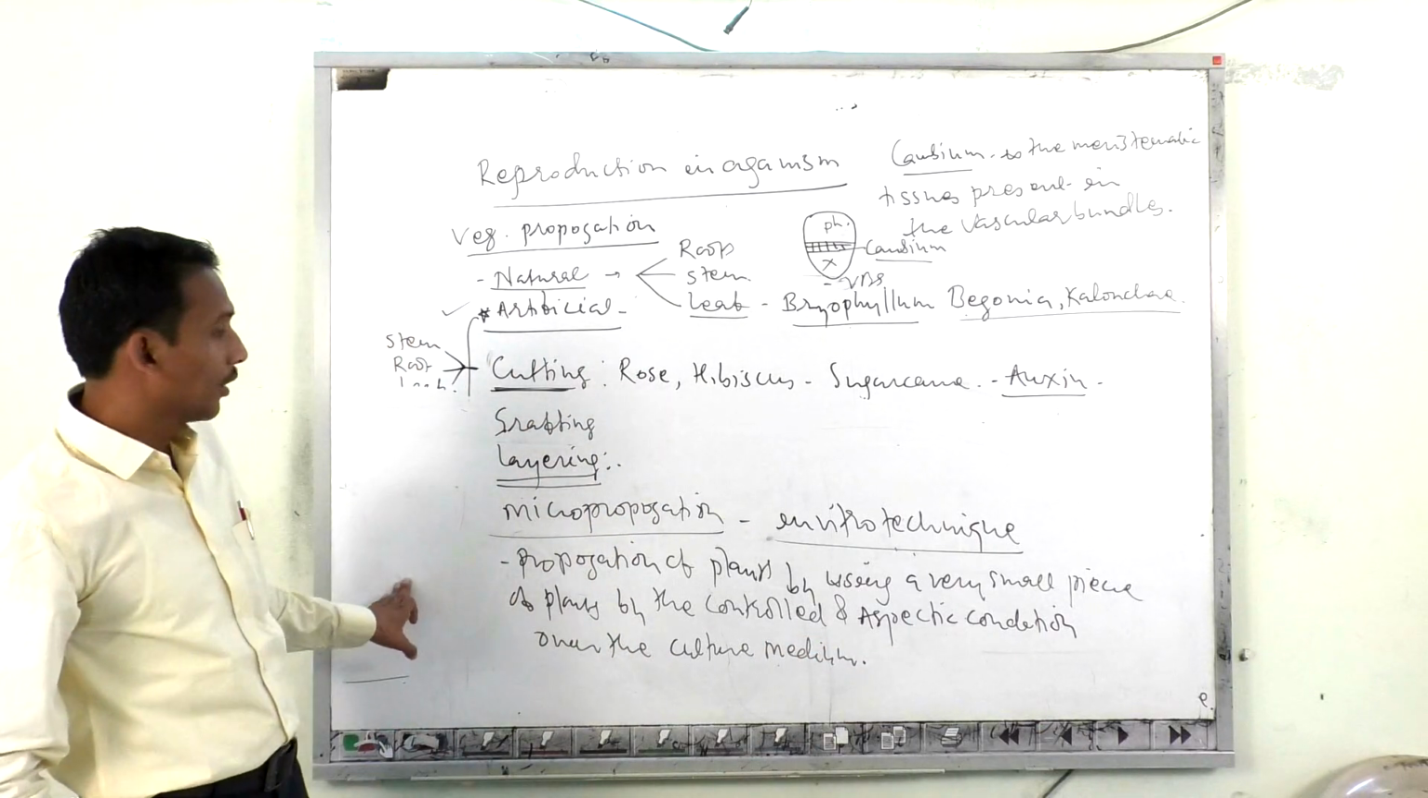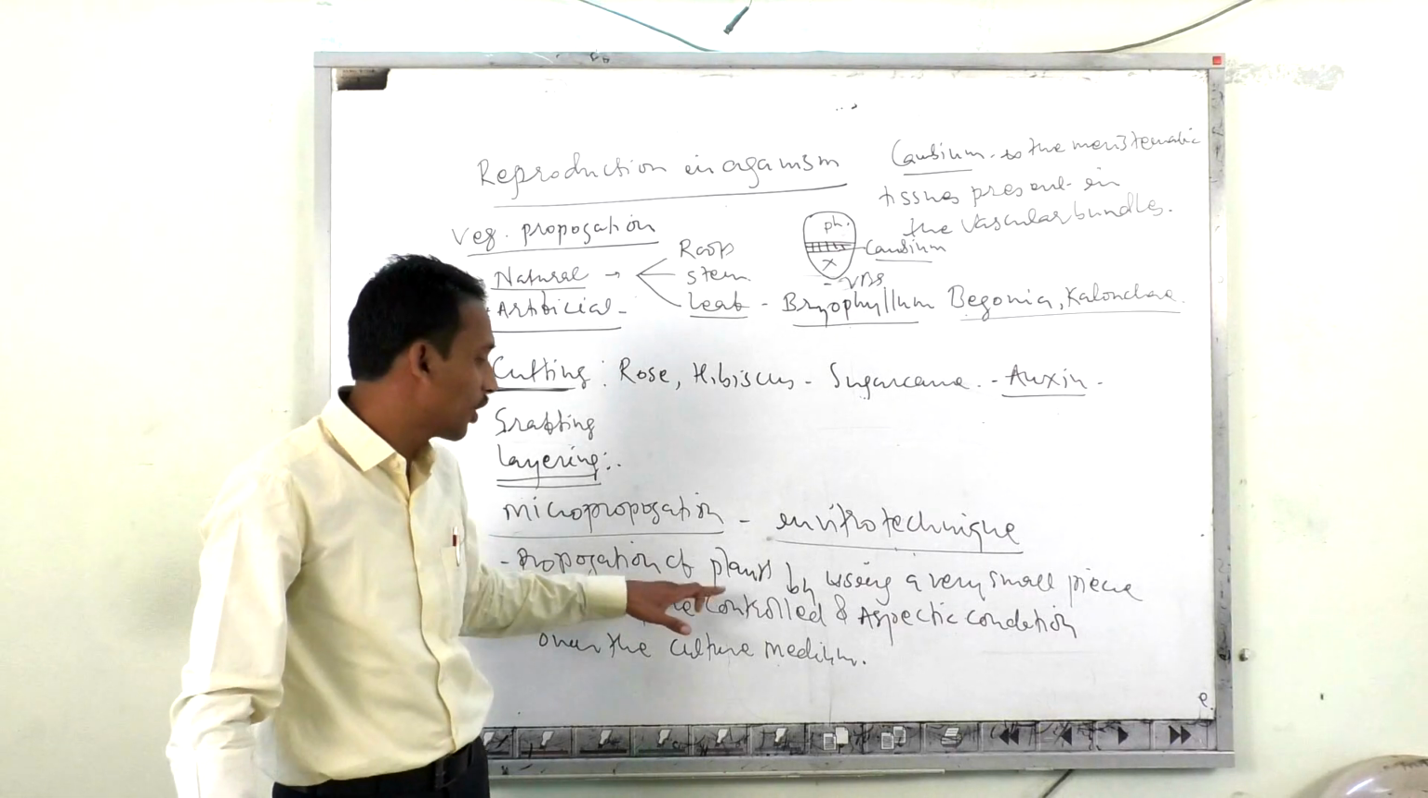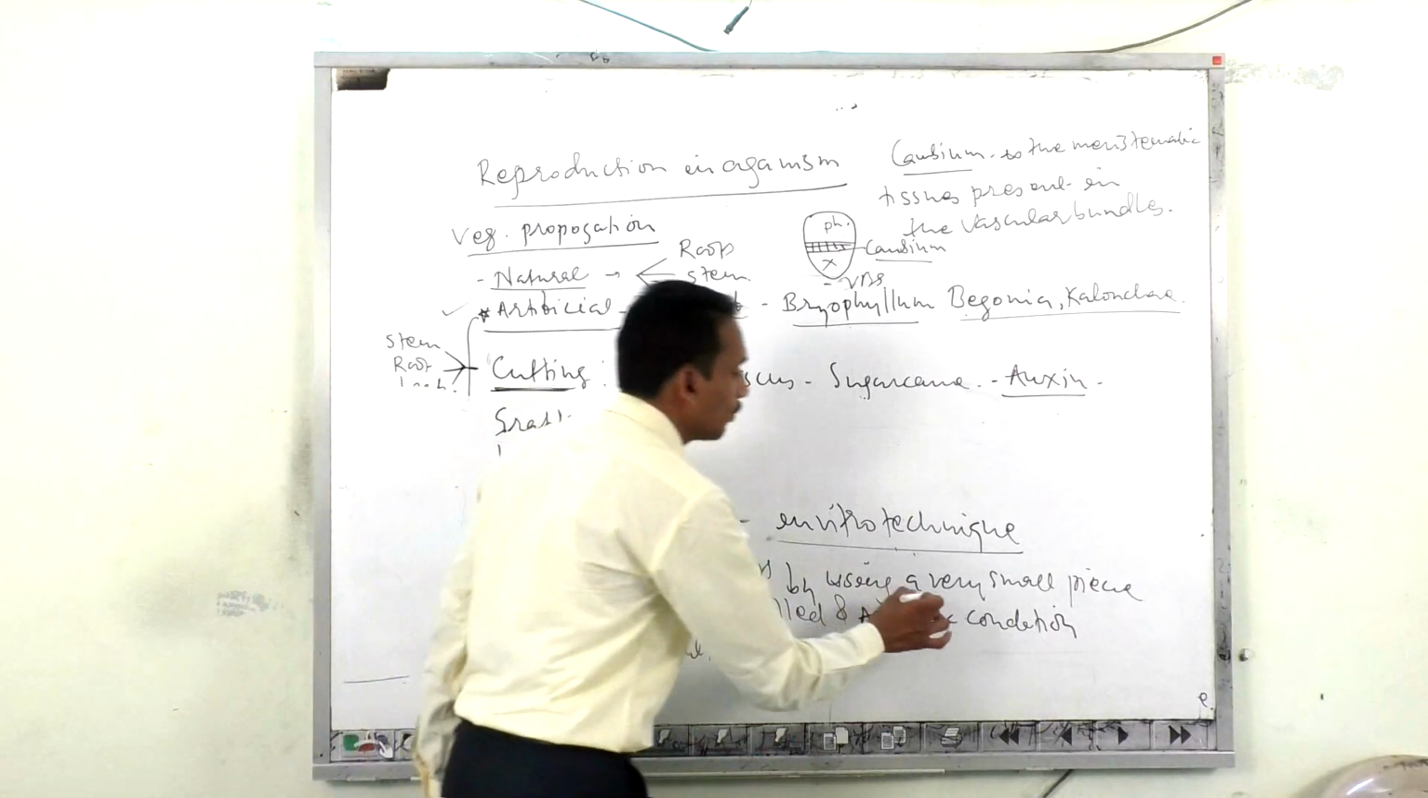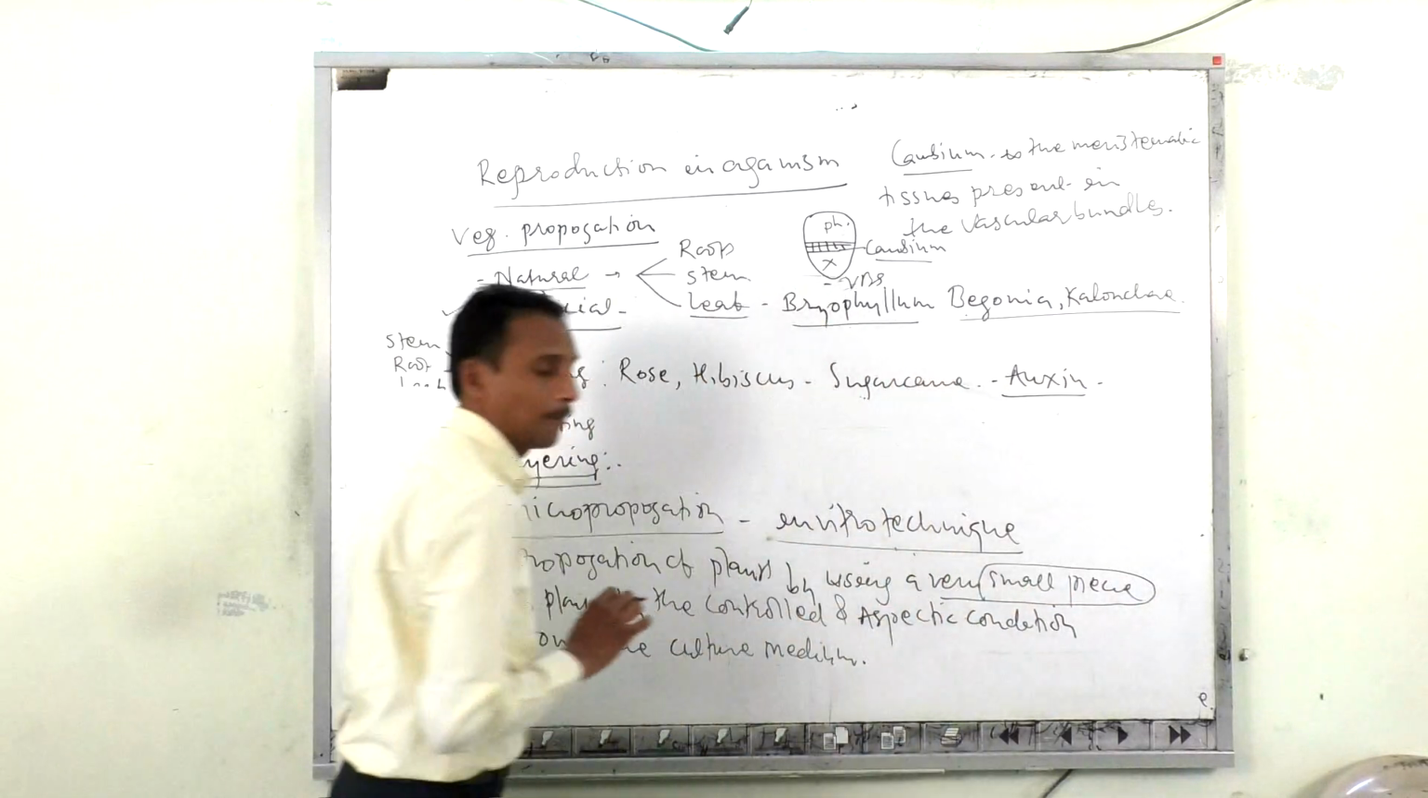What do you see here? Here there should be a propagation or multiplication of plants by using a very small piece. We have to excise a small piece.